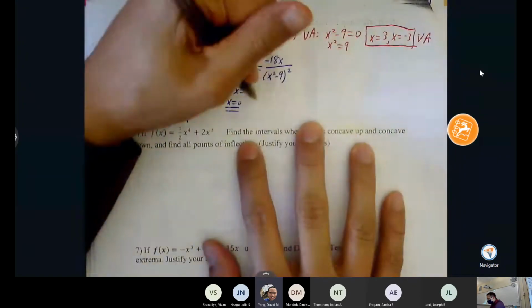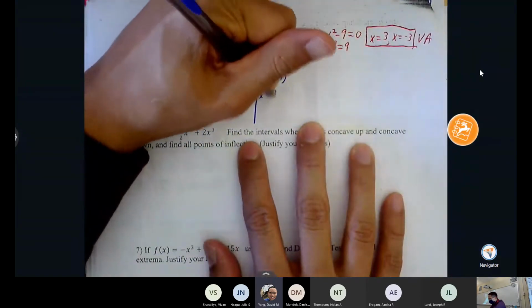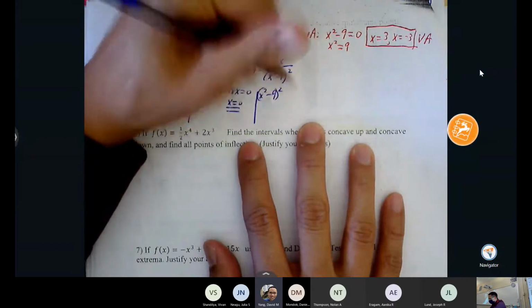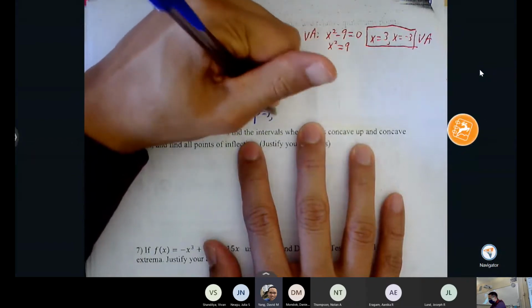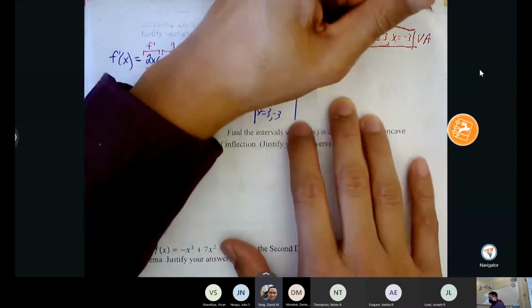So we have x equals 0. If you set the denominator equal to 0, you'll get plus or minus 3. So here is our slope sign line.